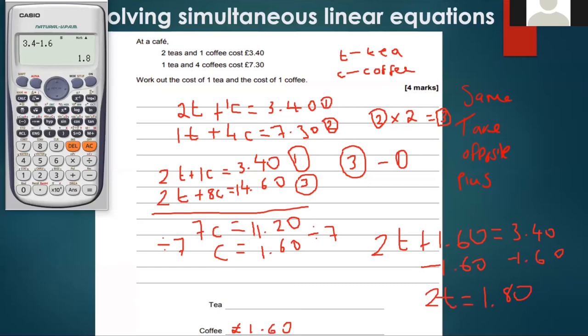Dividing both sides by 2 on my calculator, I'm going to get the t. 1.80 divided by 2 gives me an answer of 9/10 or 0.9. So that is going to be my value, 0.9 or 90 pence. I'm going to put it as pence, just to make it clear. So the teas cost 90 pence and the coffees cost £1.60, guys. And that's how to solve simultaneous equations, and how to form those equations. Hopefully that makes sense.